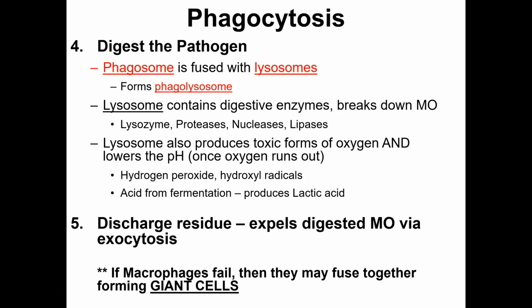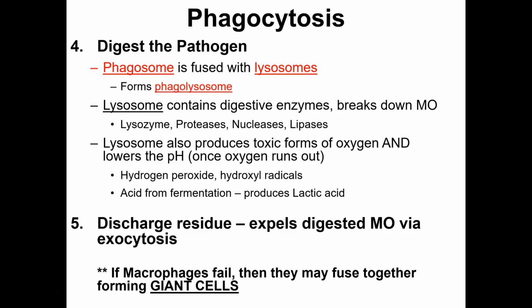Now, some bacteria can resist this, so we can step it up. We can also produce peroxidase, an enzyme that puts hydrogen peroxide into this vesicle. As we all know, hydrogen peroxide is bad for cells. And you can even get fermentation within these vesicles, causing the pH to become acidic. So essentially, we're creating the most inhospitable environment possible for a pathogenic cell.